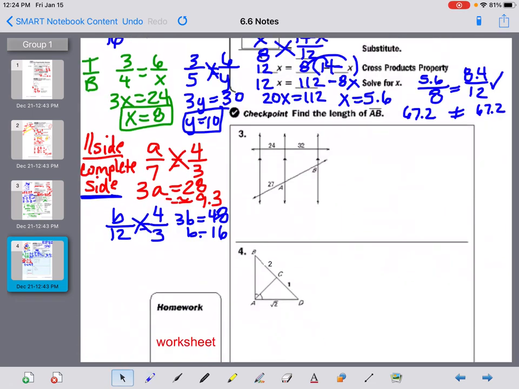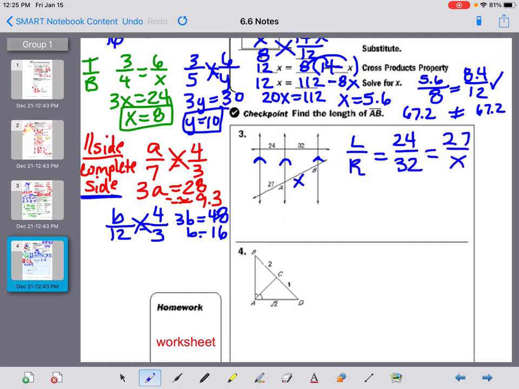A couple more examples to do, and we'll finish out these notes. We're looking for the length from A to B right there. Okay? I see that I'm split proportionally, I'm split with parallel lines, which means the sides are proportional. I just need to choose top to bottom, left to right. Doesn't matter. Let's try a left to right this time. Okay, across the top, left to right. 24 on left, 32 on right. Across the bottom, 27 on the left, x on the right.